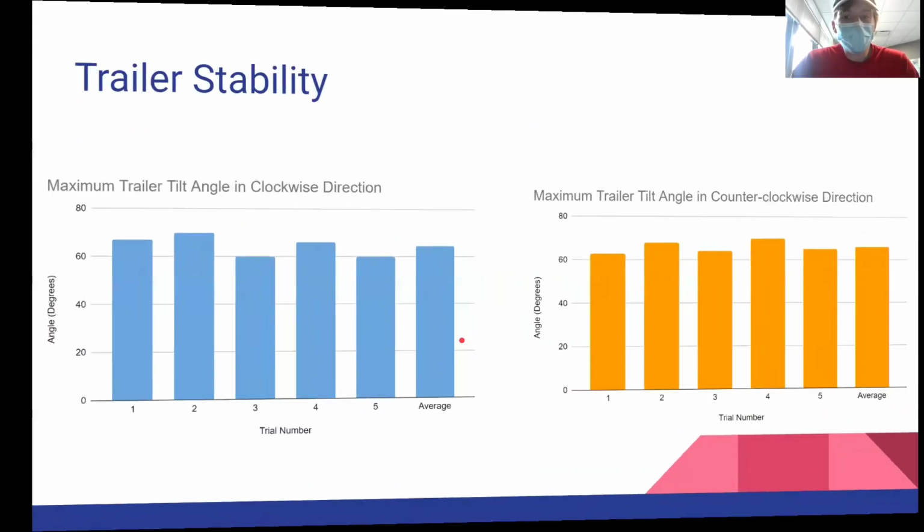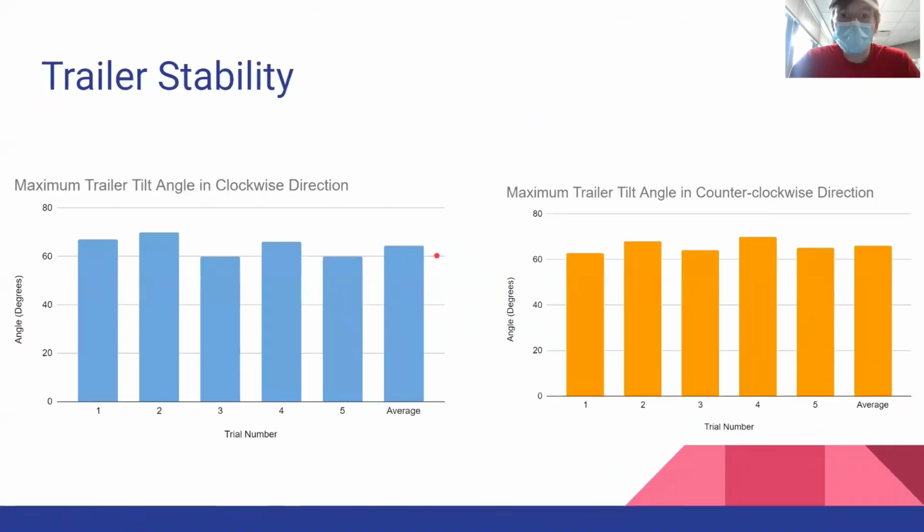So in order to ensure that our cargo was in safe hands and that nothing would fall out, which was of great importance to us, we performed a trailer stability test by tilting the trailer as far as it can go until the cargo falls out. And as you can see here in our results, the maximum tilt angle in the clockwise and counterclockwise direction is above 60 degrees. That's pretty good. There's really no hazard or obstacle that will cause the trailer to tilt that much in the demo.